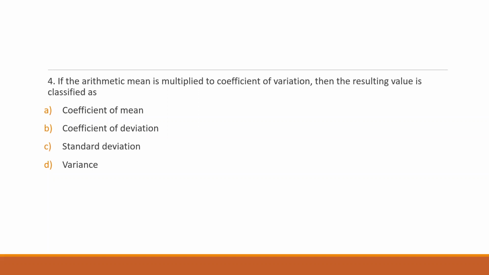MCQ number 4 is, if the arithmetic mean is multiplied by the coefficient of variation, then the resulting value is classified as coefficient of mean, coefficient of deviation, standard deviation, or variance. Coefficient of deviation? No, the answer would be standard deviation. If we multiply the arithmetic mean with the coefficient of variation, then the resulting value is classified as standard deviation.